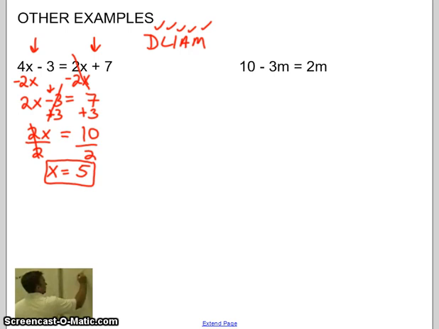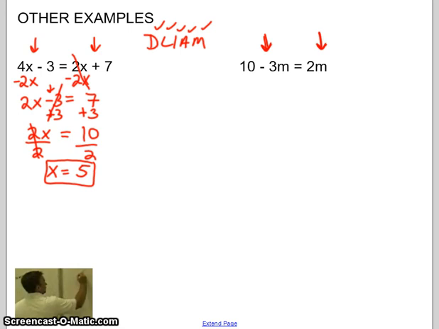Alright, the next example, if you notice, this side there's no distribution. This side there is no distribution. There's no like terms over here. There's no like terms over here. Okay, so we're going to do inverse with the variables.